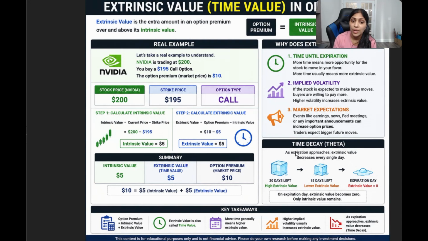And again, time decay. This time decay we'll discuss in later videos, how the premium will reduce from 30 days to 15 days to the expiry date. Hope now you understand the difference between intrinsic and extrinsic value, and how we can calculate these two with our option premium. In our next video we'll discuss how option premium prices will move.